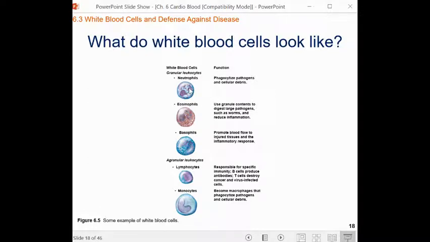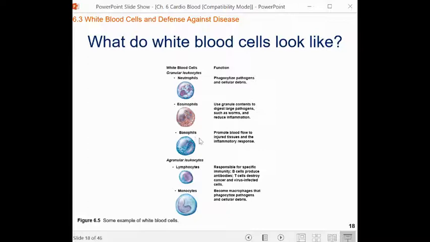The neutrophils primarily eat pathogens and cellular debris. They just go through the bloodstream finding pathogens and debris, and they just ingest that. The eosinophils also digest large pathogens, but they focus more on things like worms, and they reduce inflammation. So worms, we're talking like bigger parasites.